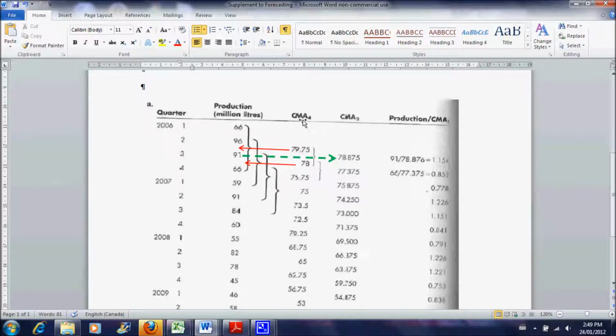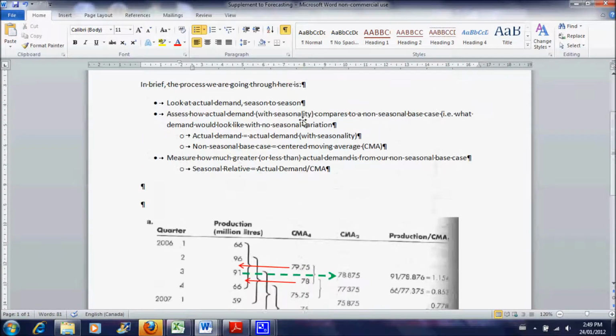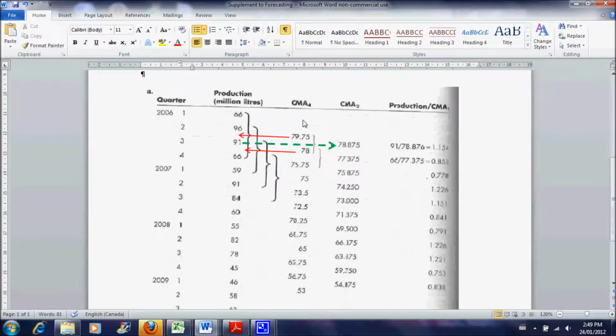Now, there's a little bit of confusion about how you calculate this centered moving average. Example 9, which we're looking at here, gives us a prime example of this confusion. So let's walk through this. We have 4 seasons, so we need to take the centered moving average of those 4 seasons. Looking at the first year, 2006, we take the average of these 4 seasons, and that gives us a centered moving average of 79.75.